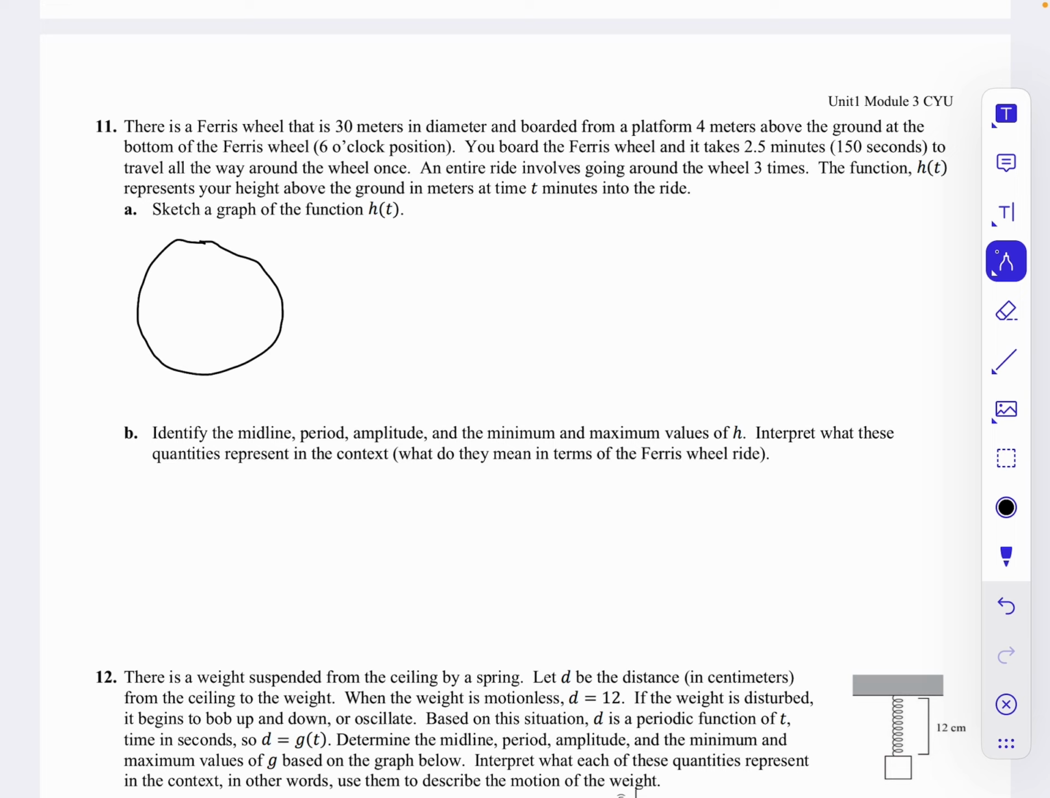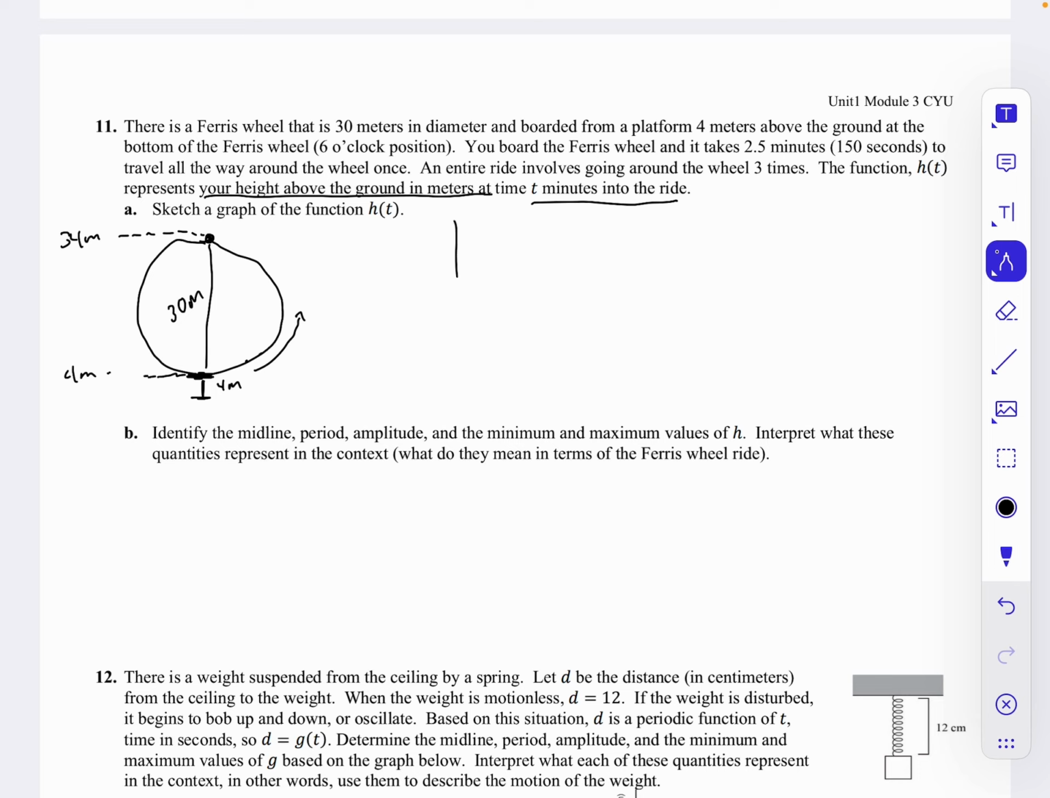And we're told that this particular Ferris wheel has a 30-meter diameter, so that would be the distance all across, and you board at the bottom of the Ferris wheel, which happens to be 4 meters off the ground. Then the Ferris wheel travels in a circle, and you're looking at your height above the ground in meters, t minutes into the ride. So how high up are you along the ride? Which means when you're at the tallest point on the ride, you would be 34 meters off the ground. When you're at the lowest point on the ride, you'd be 4 meters off the ground. Using that idea, we can create a sketch here.